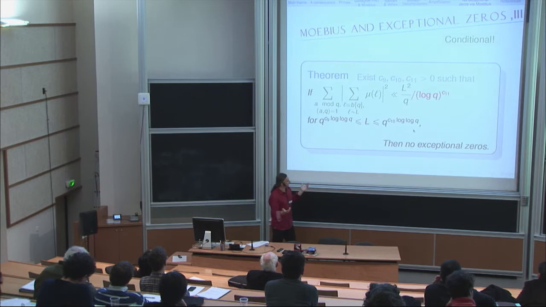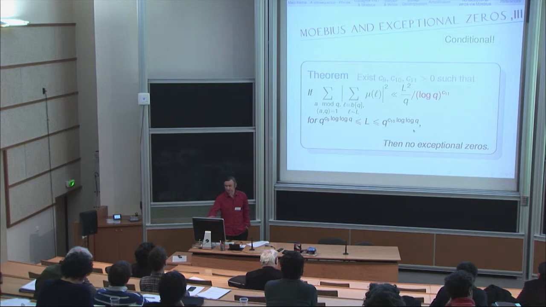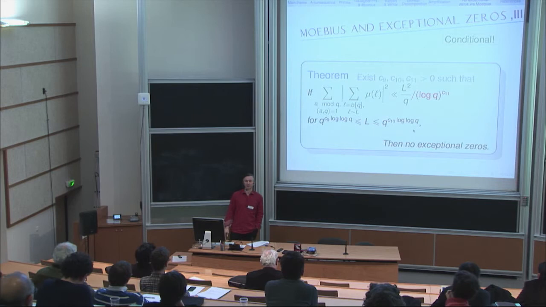it's the first statement. I would like to remove this log q to the C11. I would like to get C11 to be equal to zero, because I more believe that the proper statement is L squared upon q. And in fact, if q is a prime, that's what it should be. Otherwise, it should be a bit smaller than that.